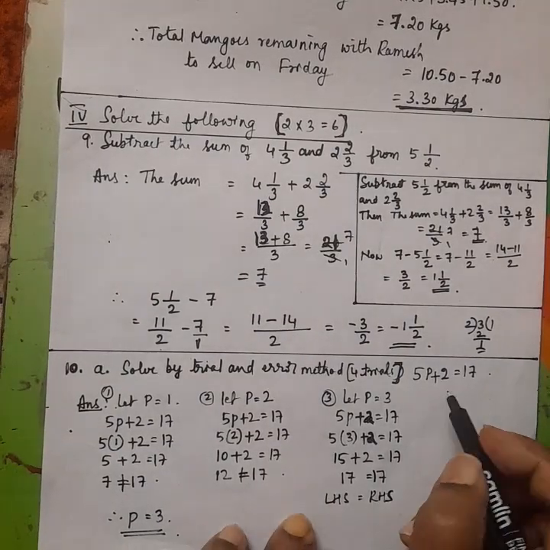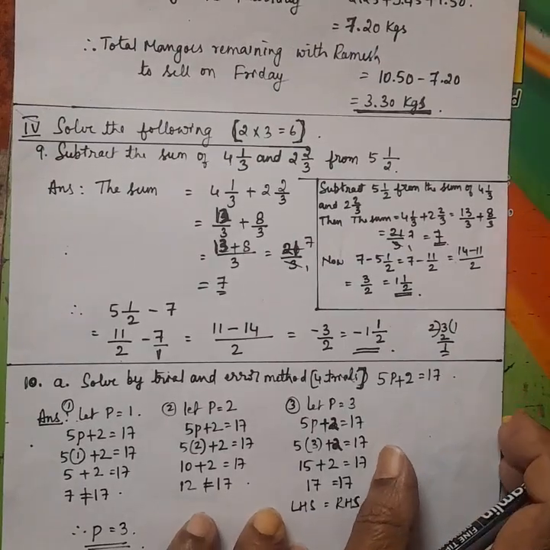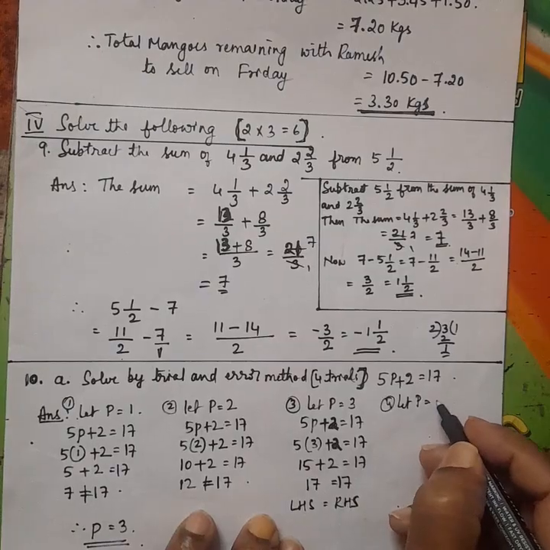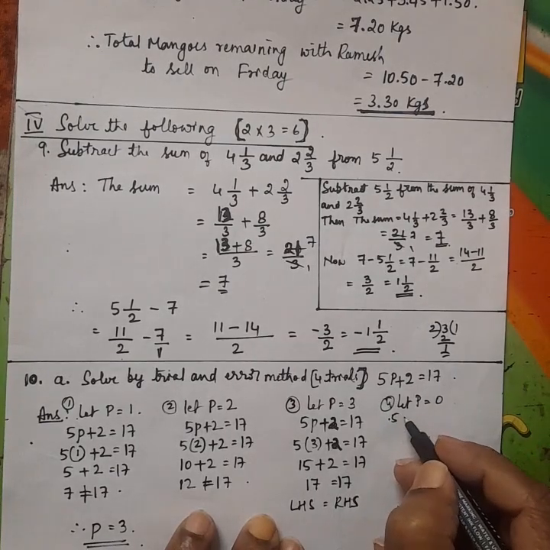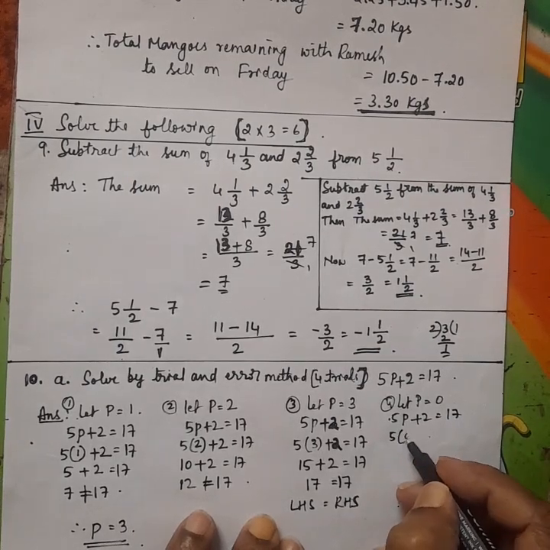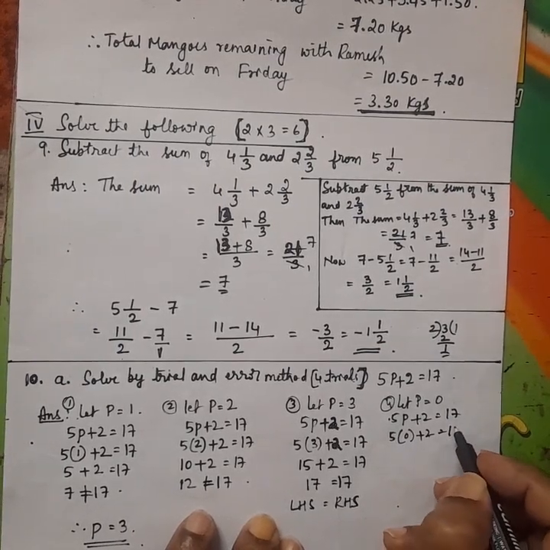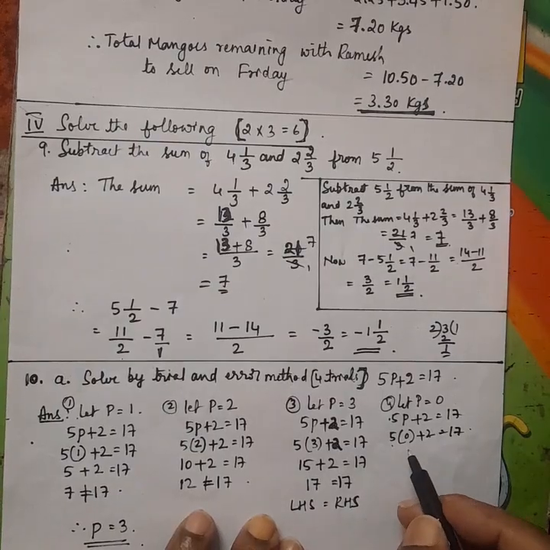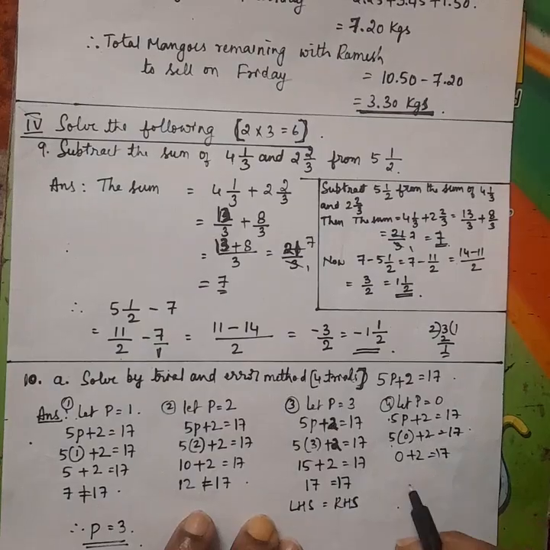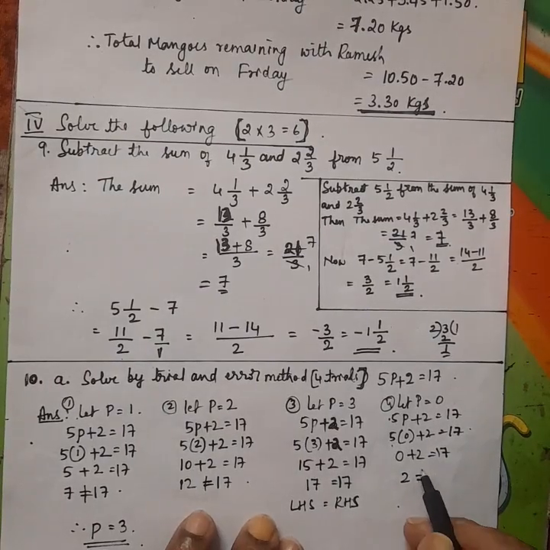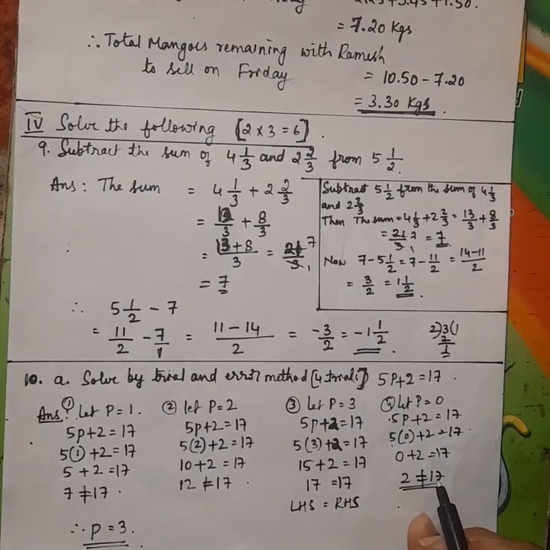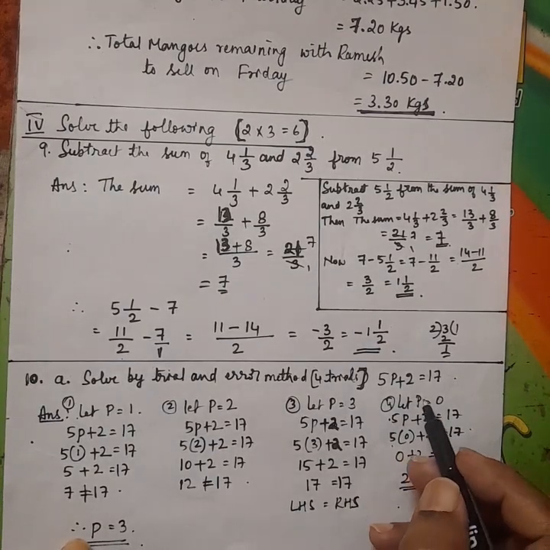Now let's put p as 0. Let p is equal to 0. Then what is the equation? 5p plus 2 is equal to 17. So here 5 into 0 plus 2 is equal to 17. Then 5 into 0 is 0 plus 2. Here 0 plus 2 is equal to 2, which is not equal to 17. So this will not be the correct answer for p. So p is not 0.